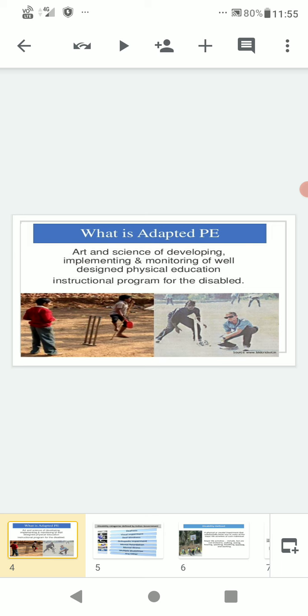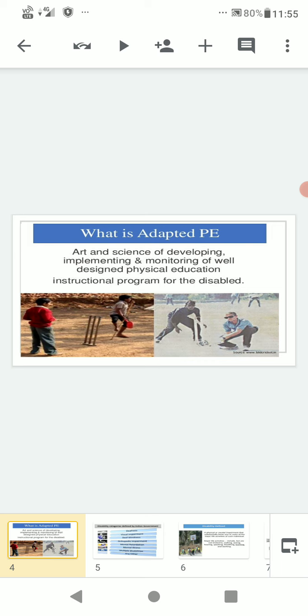And sixth number is motivate students to protect themselves. The next important objective of adaptive physical education is to motivate differently abled students to protect themselves under any condition that may be aggravated through certain physical activities. Seventh number, promote sportsmanship qualities. To promote sportsmanship qualities among the differently abled students is also one of the major objectives of adaptive physical education. Participation in adaptive physical education programs naturally improves sportsmanship qualities.